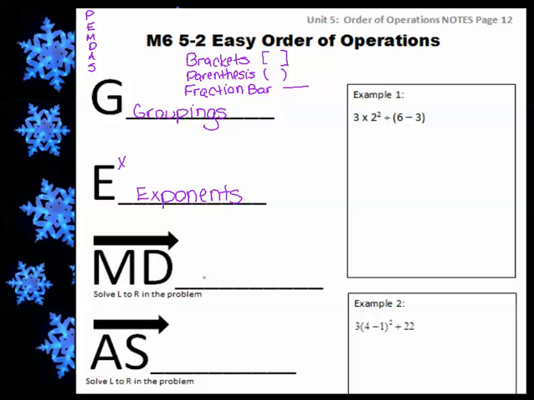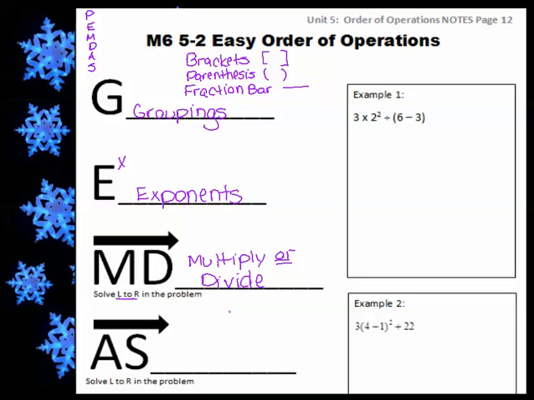Okay. Now when we write GEMDAS, we like to write M and D beside each other. M and D stand for multiply or divide. And the reason we say multiply or divide is because whichever one comes first in the problem has to go first. So if divide comes first, we do divide first. If multiply comes first, we do multiply first. We always go from left to right in the problem.